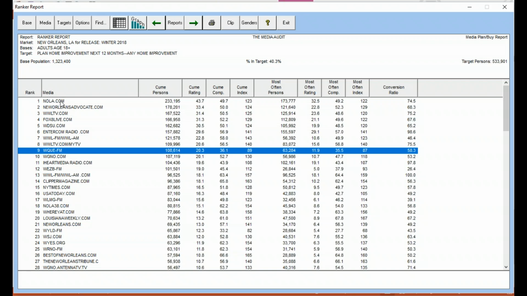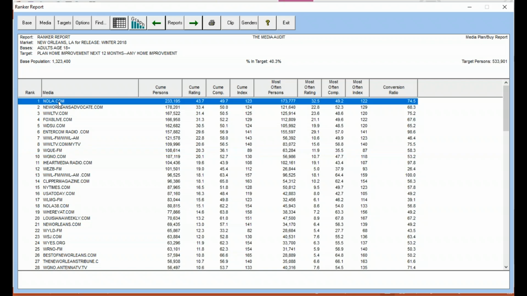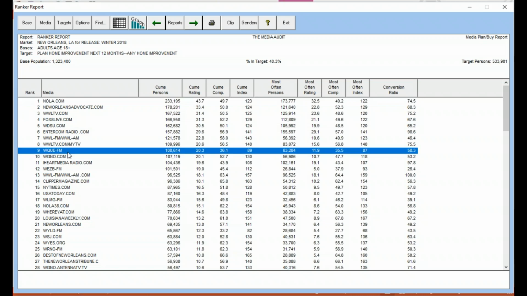I just did it because it's nice to be able to show you ways to make this program quick and easy, such as save sets. And then there's another reason, but we're coming to that. So number one reaching vehicle, NOLA.com, really strong there on the CUME persons. CUME for web is 30-day. Most often it's 7-day. For radio, it's 7-day for CUME and average day. So we're following industry norms.